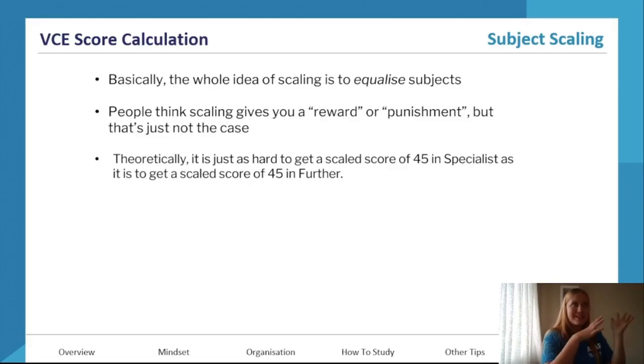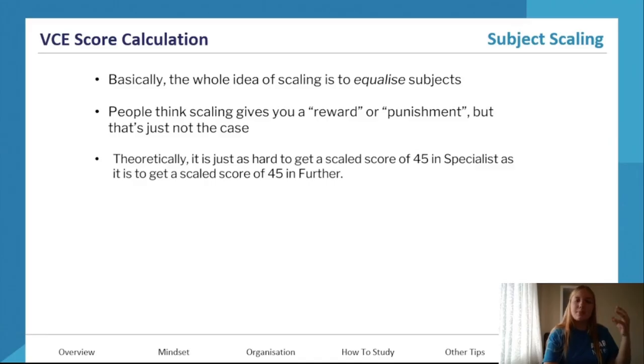This is just out of my head. I don't know exactly because I haven't done specialists. 39 is going to get scaled up to 45, but further is getting scaled down by 2 points. So you actually got a 47 and it got scaled down to 45. But this is supposed to be just as difficult to get the same scaled study score. So the idea is that scoring a 39 raw score in specialist should be just as hard as scoring a 47 in further maths.